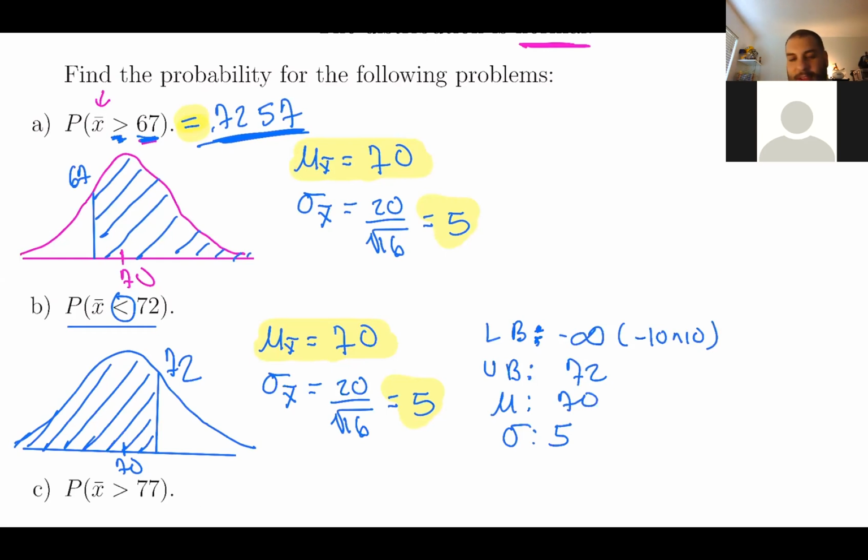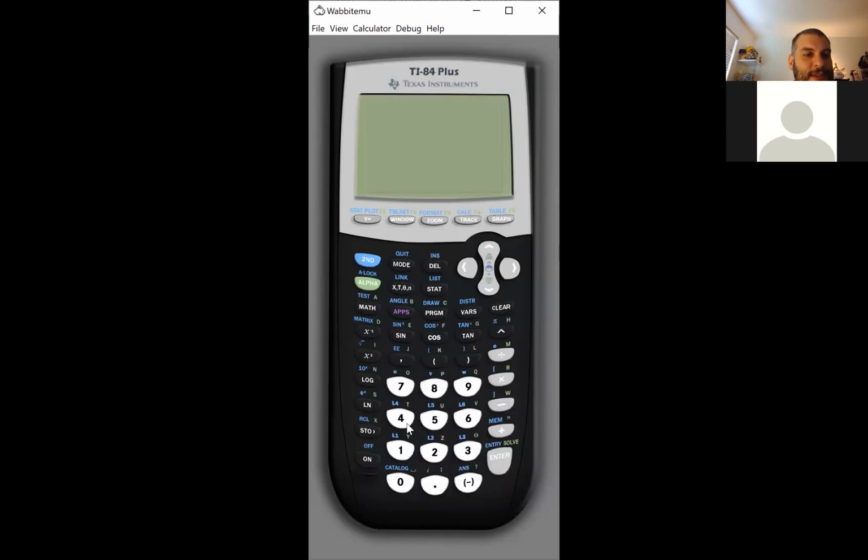Okay, so let's go ahead and do it. And this one, I'm going to do it with the TI-83, so that you also know how to do this. You want to turn on your calculator and hit second, and then do bars. And you want to select right here where it says normal CDF.